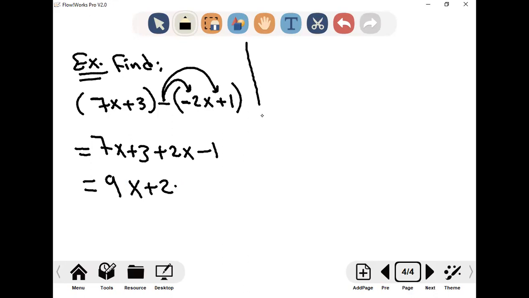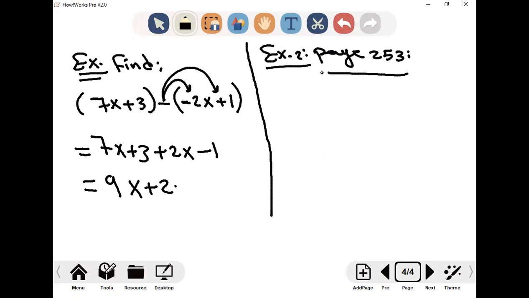Let's do example 1 now, sorry, example 2. We are on page 253, right? Find 6x plus 5 minus 3x minus 2.